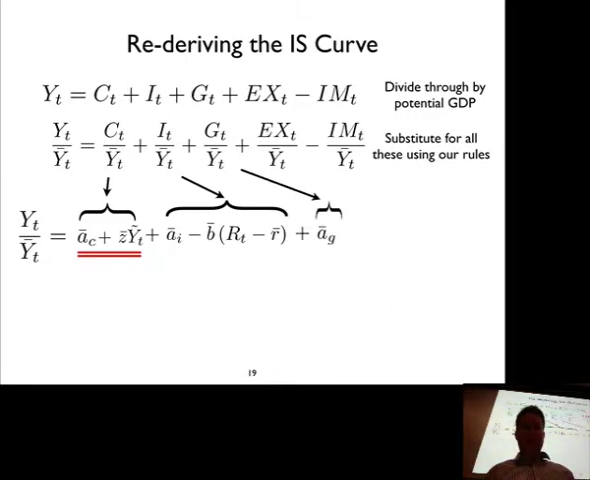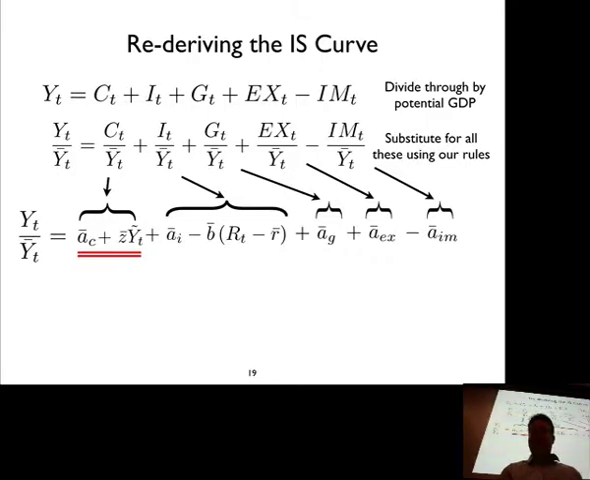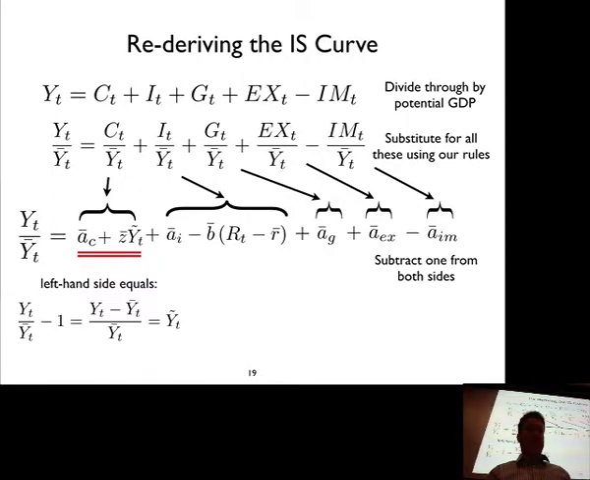So the investment piece is the same, the government piece is all the same, all this is just the same. The difference is this Y tilde that's on the right-hand side. So what did we do before? Well, again, I just told you the magic is that we subtract 1 from both sides, so that the left-hand side equals Y tilde.